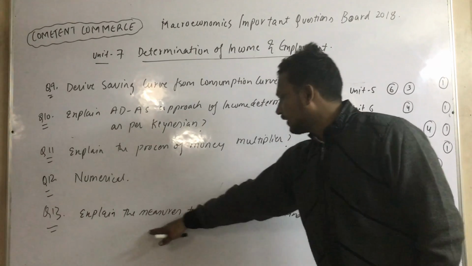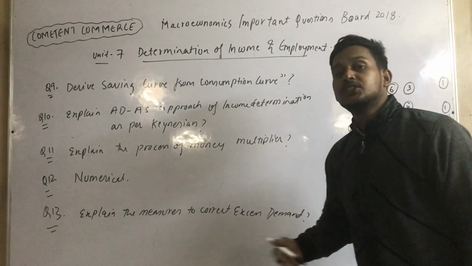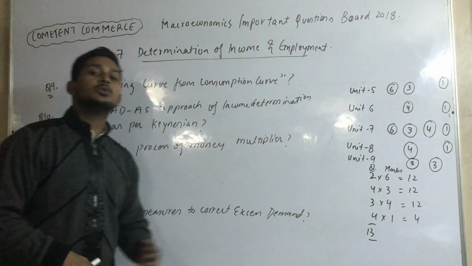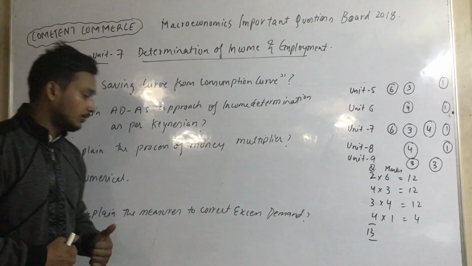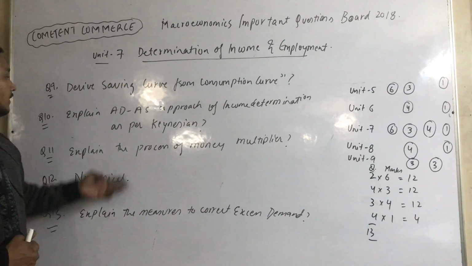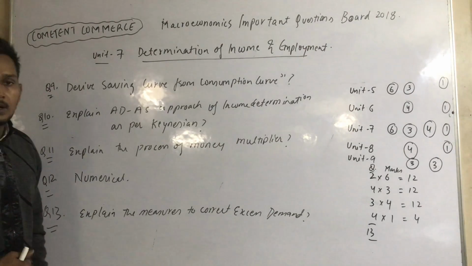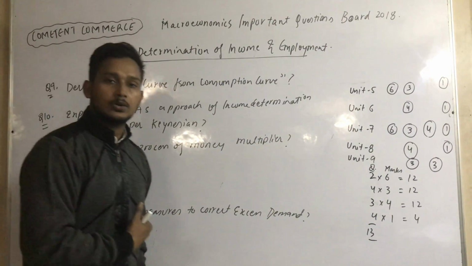Question number 13 is explain the measures to correct excess demand or deficient demand. When the question is silent whether it is in a 2-sector economy or 3-sector economy, then we will assume it is in a 2-sector economy. So this question is also important. These are the 5 questions that are important in determination of income and employment. If you have any problem in any of these questions, let me know. I will sort it out.